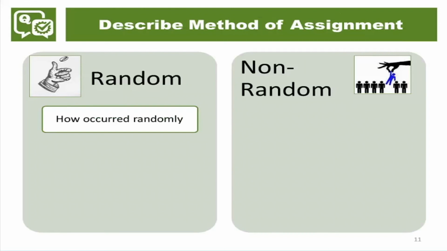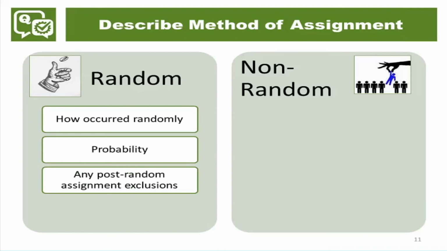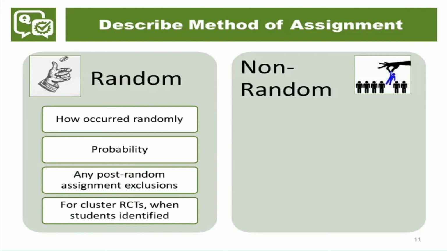For RCTs, you'll want to provide information about how random assignment was conducted, including who conducted the random assignment and how it was done without influencing or knowing the outcome. You want to report the probability of assignment to each condition and whether all units were randomized at the same time or on a rolling basis. Also, it's important to describe any post-random assignment exclusions from the sample. And finally, for cluster RCTs, you need to make clear the timing of when the student sample was identified relative to the randomization of clusters.